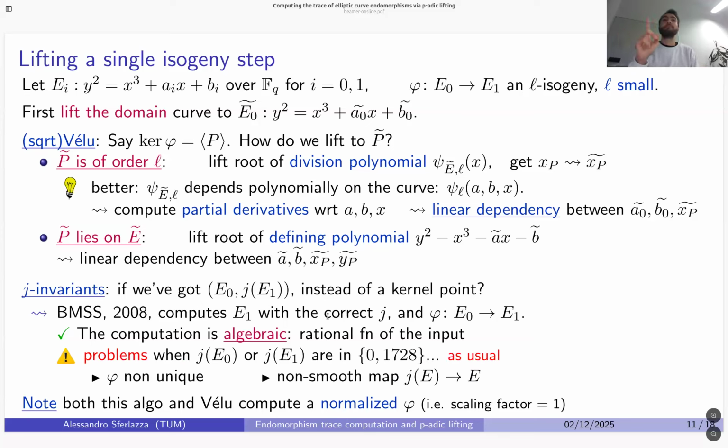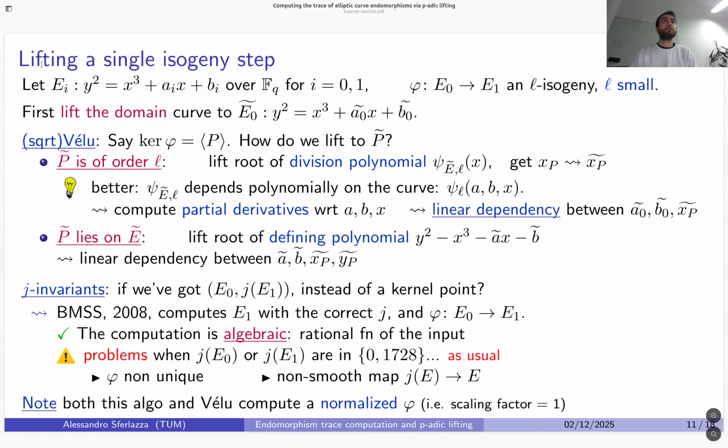With a disclaimer: when one of the j-invariants is 0 or 1728, of course, we have problems. For example, this isogeny here can be non-unique. The mapping that goes from the j-invariant to the curve is also non-smooth around this point, so that gives us problems, but there are workarounds for that.